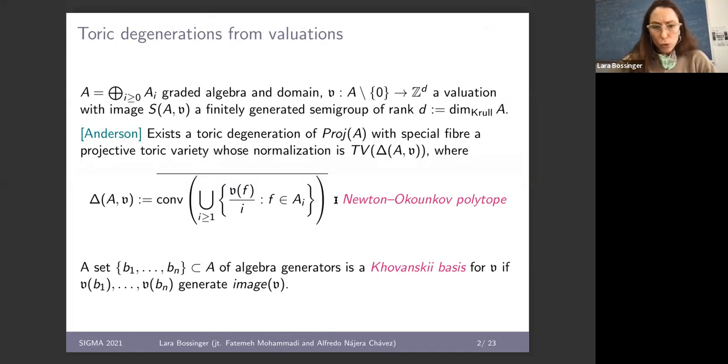A very important notion that I will need here is that of a Khovanskii basis. A set of algebra generators of A is called a Khovanskii basis for the valuation if the valuations of these elements generate the image, or the value semigroup. Okay.